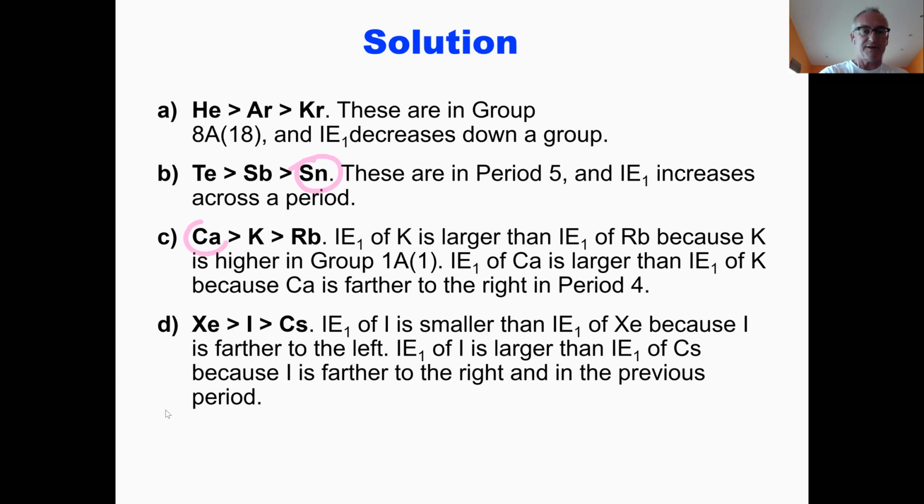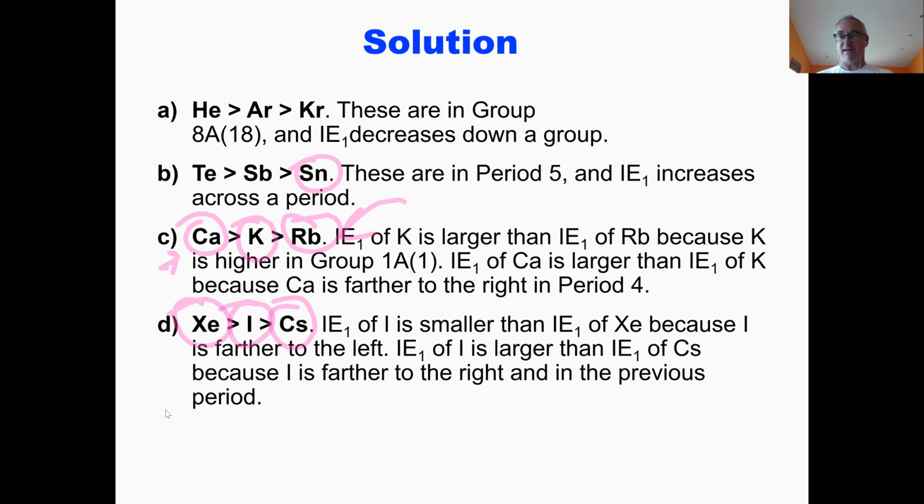And then calcium, potassium, rubidium. Rubidium is the biggest, so it's the easiest one because it has a whole new shell. So much easier to steal that electron. And then calcium is slightly bigger than potassium. And then finally, we had xenon, iodine, and cesium.